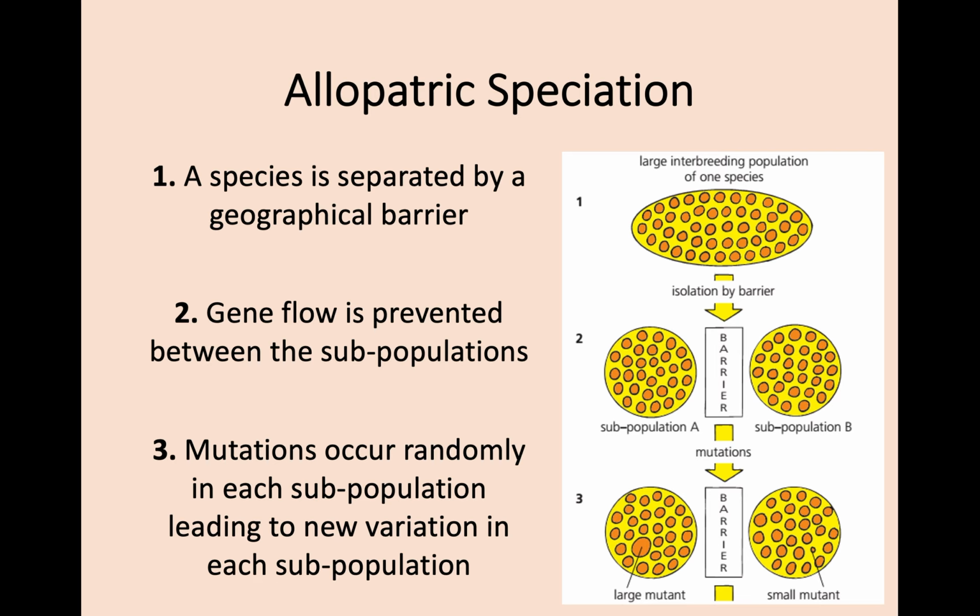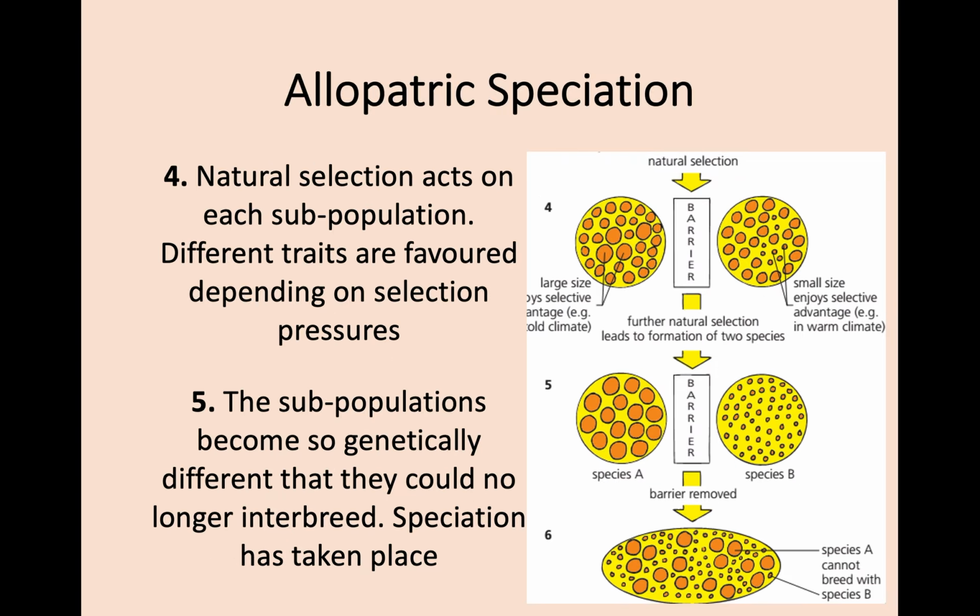We'll start off with allopatric speciation. Now this is really the exact same as what we looked at in National 5. Okay, you have your species, a big population, gets separated by a geographical barrier. That prevents the gene flow between the subpopulations, and then mutations occur randomly in each subpopulation, leading to a new variation in each subpopulation as well. Natural selection acts on each subpopulation because different traits are favoured depending on the selection pressures.